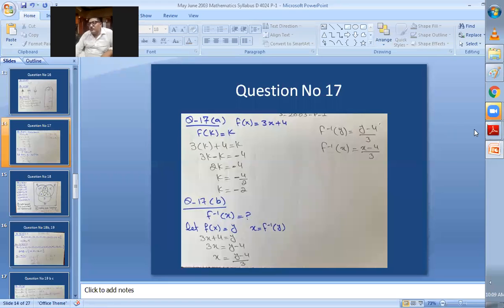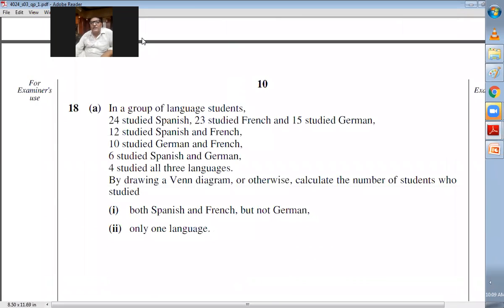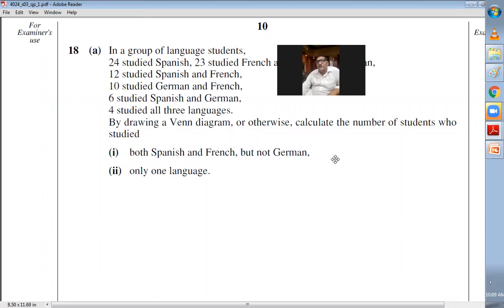Okay, so let's move to the next part. That's question number 18 coming up on your screen. Here we go. Question number 18 is showing up on your screen.